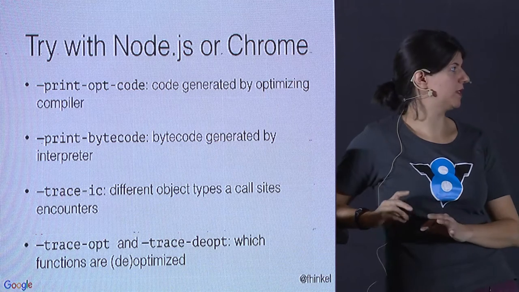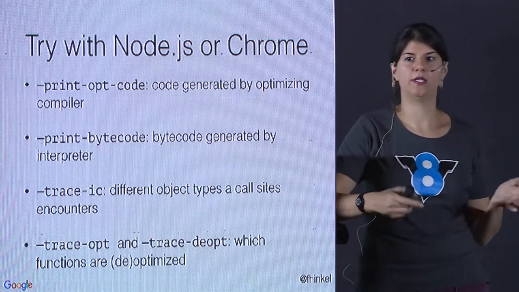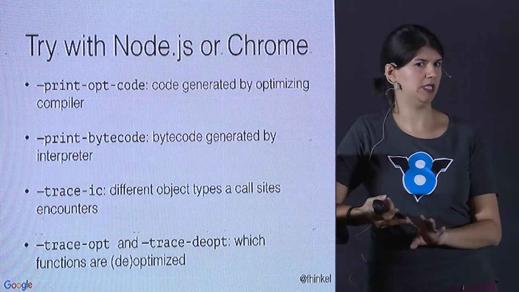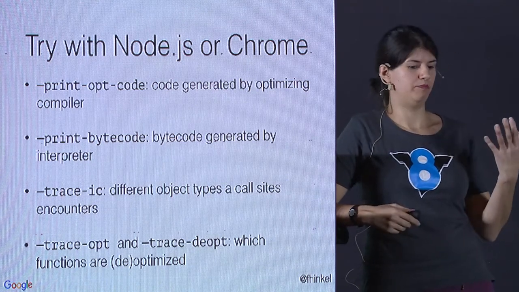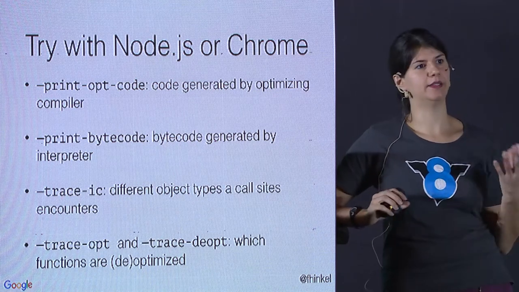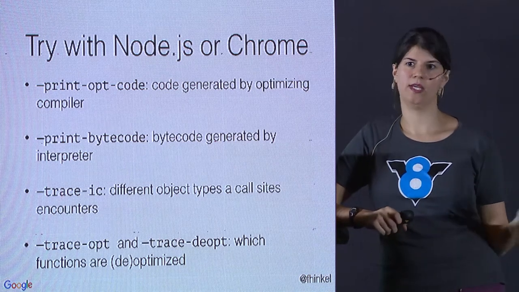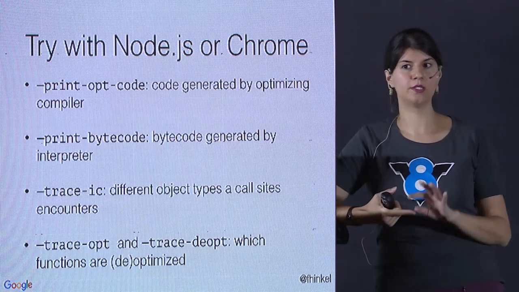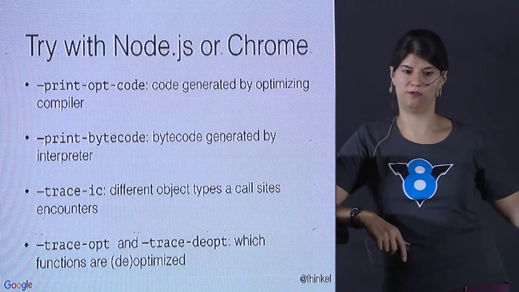V8 is open source, and so are the other big engines, so you can try out all of this yourself. You can use Chrome, or Node is probably easier because you use that on the command line anyways. You can also build V8 yourself, the instructions are on the web, and then you have D8, the debugging shell for V8, and you just call that with different flags to get to some of the information that I talked about. So you can print opcode, that is print the optimized code, those 4 lines that I just showed you would be the result of that.